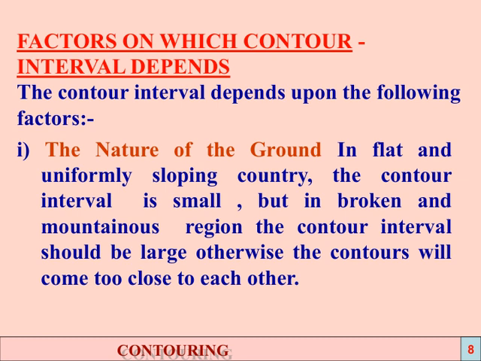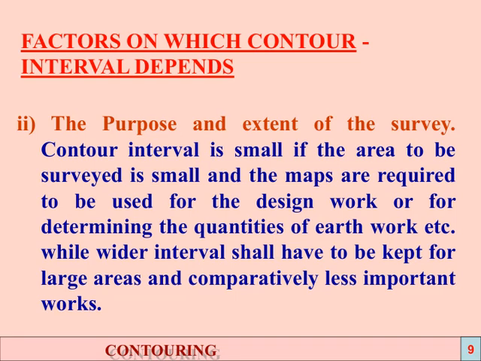On the other hand, in broken or mountainous regions, the terrain is much more rugged, and if we used a small contour interval, the contours would come too close together, making the map cluttered and difficult to read. In such cases, a larger contour interval is preferable to keep the map clear and readable. So, understanding the terrain's nature helps us decide the appropriate spacing between contours, which is essential for accurate and effective contouring.